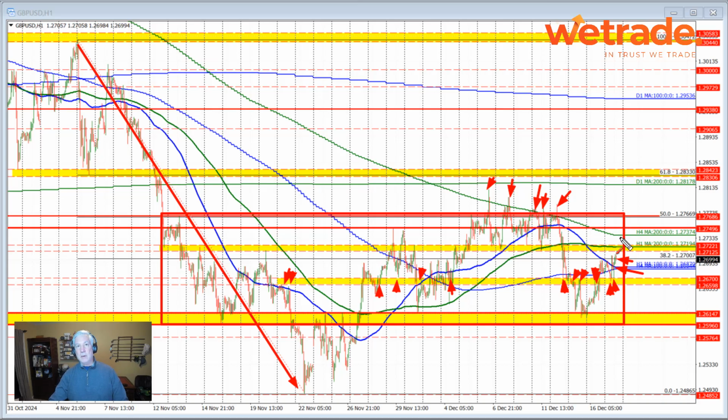But if the price is going to go higher, we need to start taking out these levels and ultimately get above the 50% retracement and have ourselves work toward the 200-day moving average on the top side.